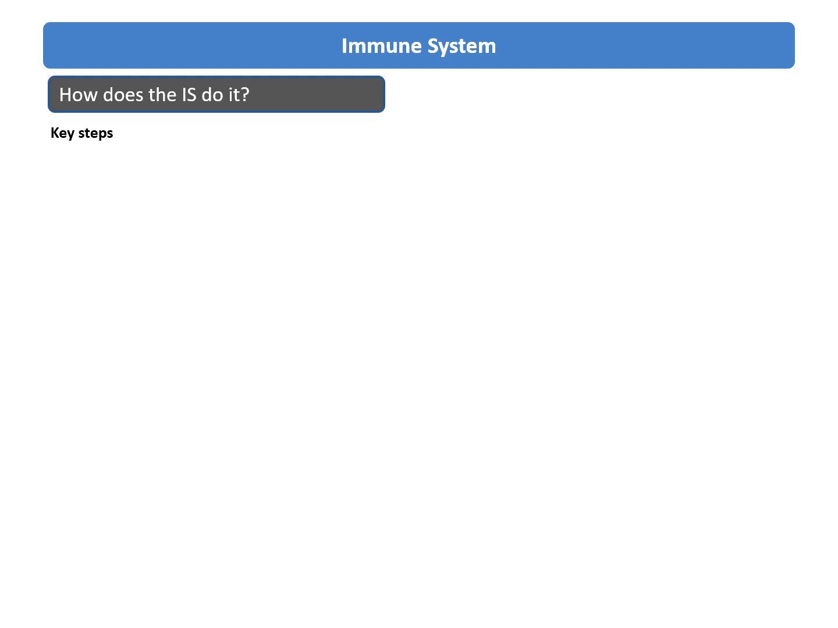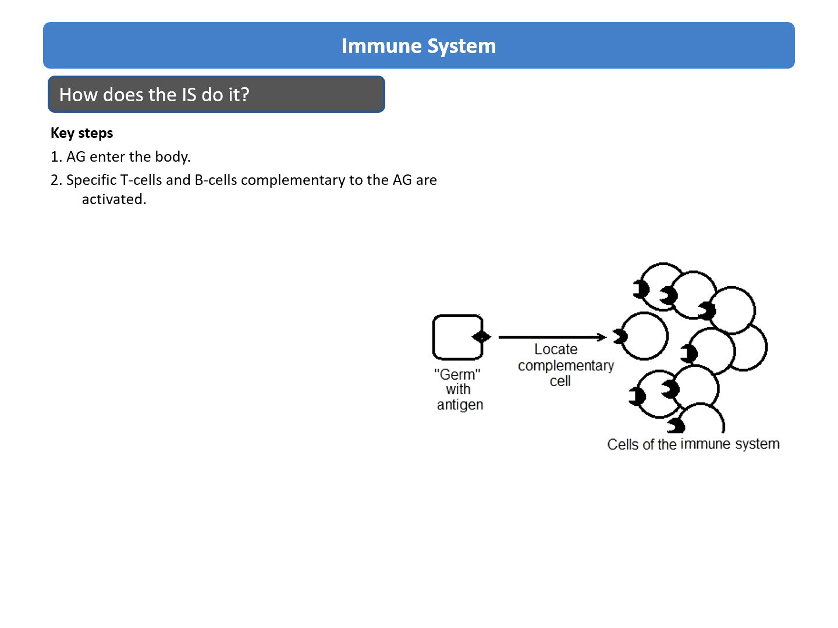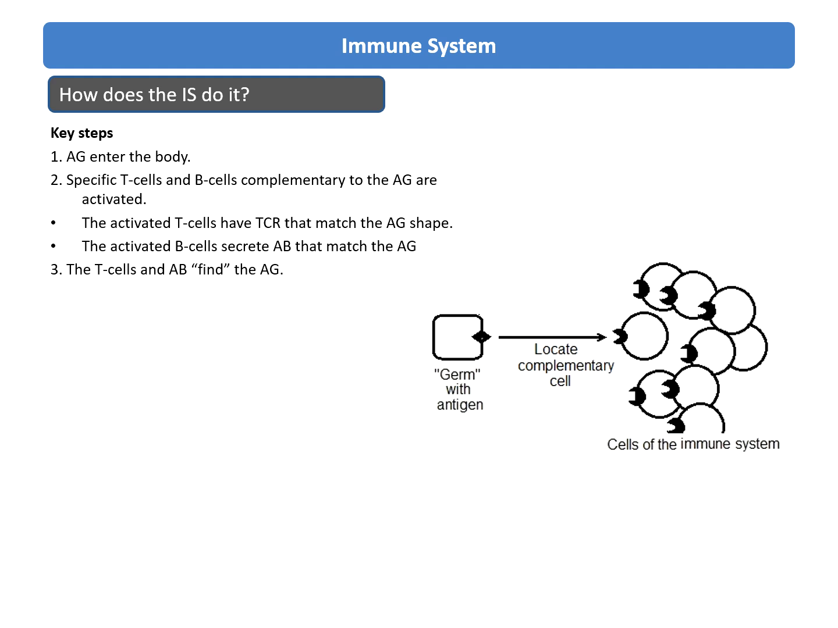Let's look at the key steps. Number 1, the antigen enters the body. Number 2, specific T cells and B cells complementary to the antigen are activated. The activated T cells have T cell receptors that match the antigen shape, that is, they're complementary. The activated B cells secrete antibodies that are also complementary to the antigen.